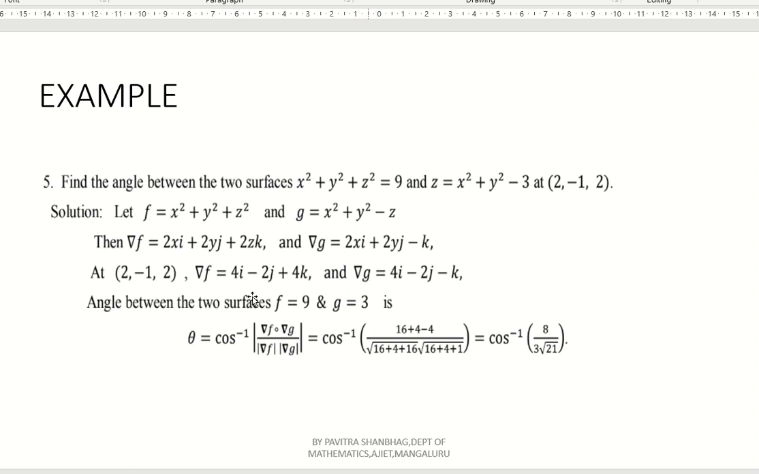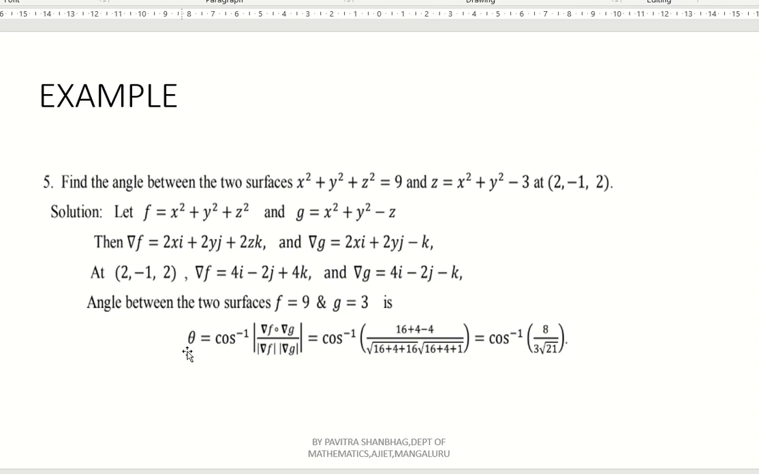Now here find out what is del f dot del g divided by product of their magnitudes. Now what is the magnitude? First find the magnitude. Magnitude is nothing but what? Root of 4 square plus minus 2 whole square plus 4 square. So what? Root 4 square means what? 16. 16 plus 4, 20. 20 plus 16, 36. Root 36 means what? 6, right? Similarly here, root 4 square is 16 plus 2 square is 4 plus 1. So what? 16 plus 4 plus 1, that is root 21.